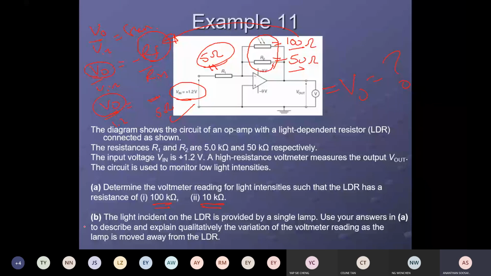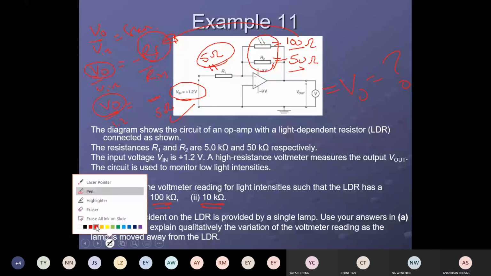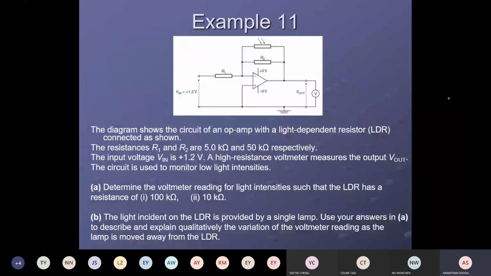My focus in this question is part B. Look at part B. The light incident on the LDR is provided by a single lamp. Use your answer in A to describe and explain qualitatively the variation of the voltmeter reading as the lamp is moved away from the LDR. In other words, the light intensity drops. What happens to the V out? Does it drop or rise? How to know? V out over V in is the gain.